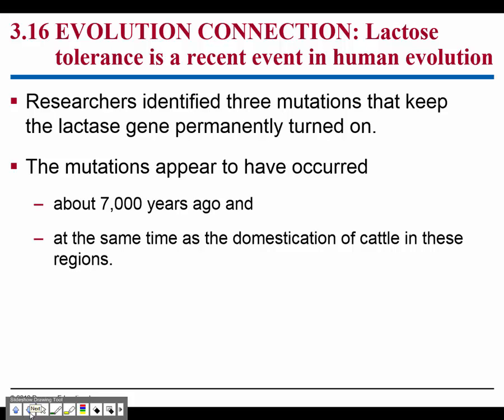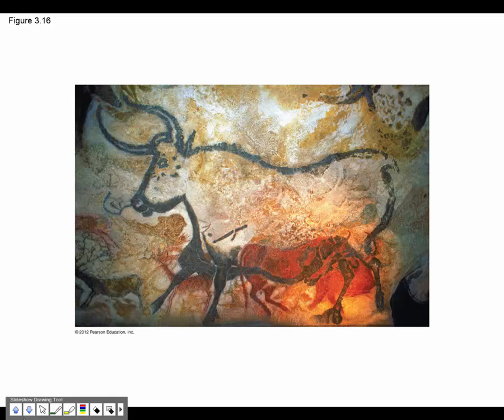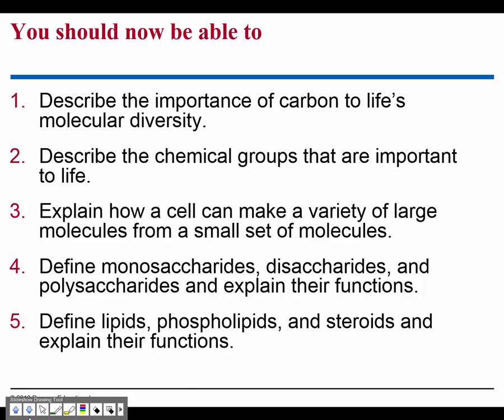But about 7,000 years ago, coinciding with the domestication of cattle, we start to get lactose tolerant people into adulthood because of the use of cattle. So that's a recent mutation, a recent evolution. Remember the change in allele frequencies over generations. So those allele frequencies changed, different genes, and now they can digest sugar.